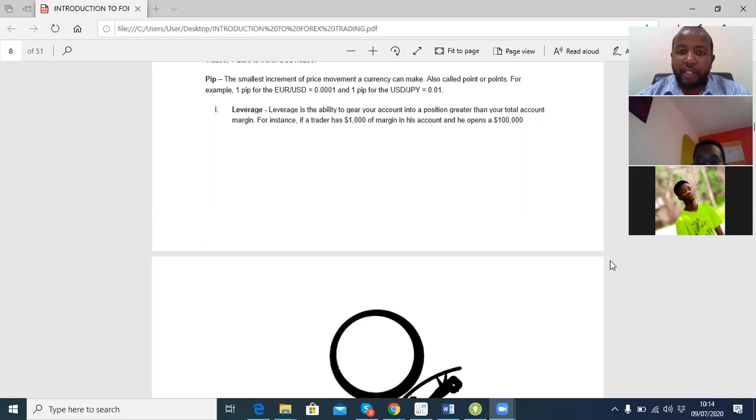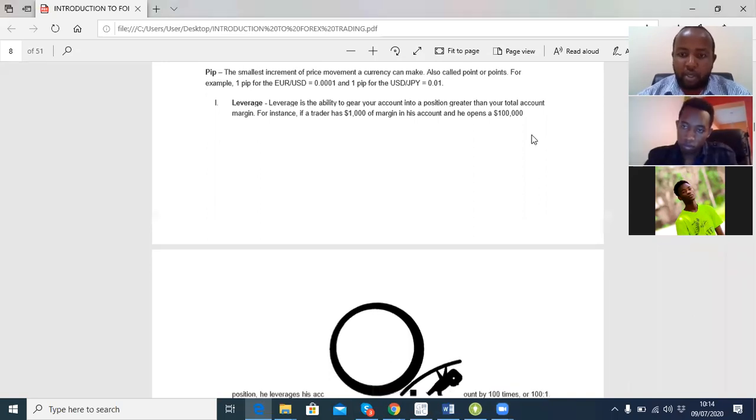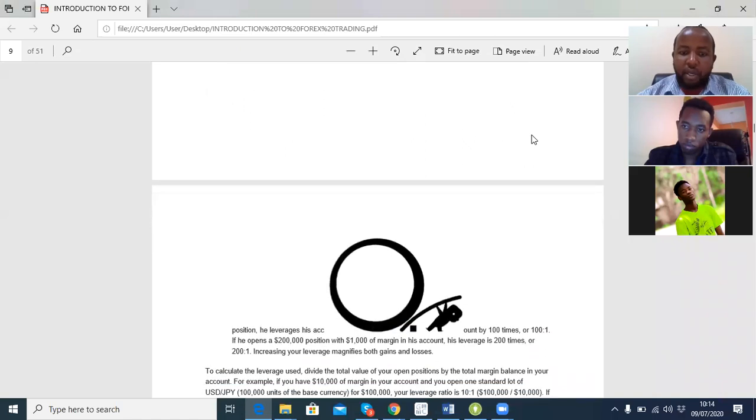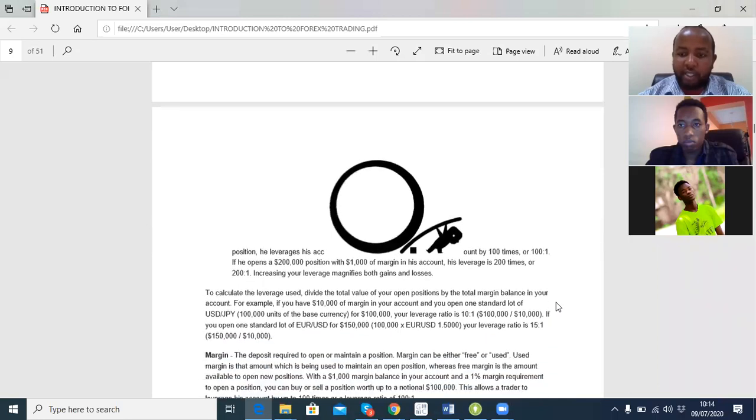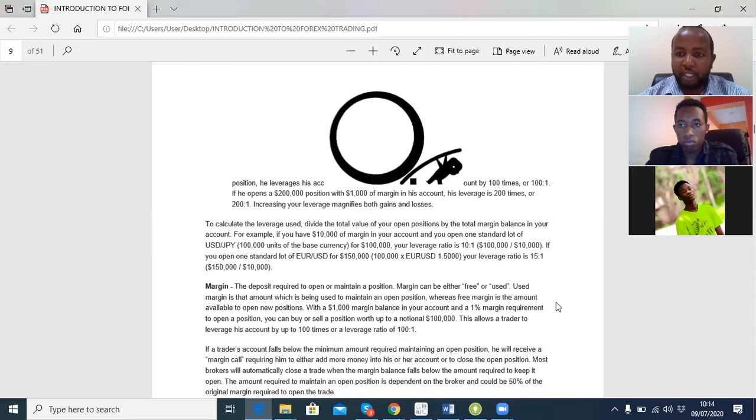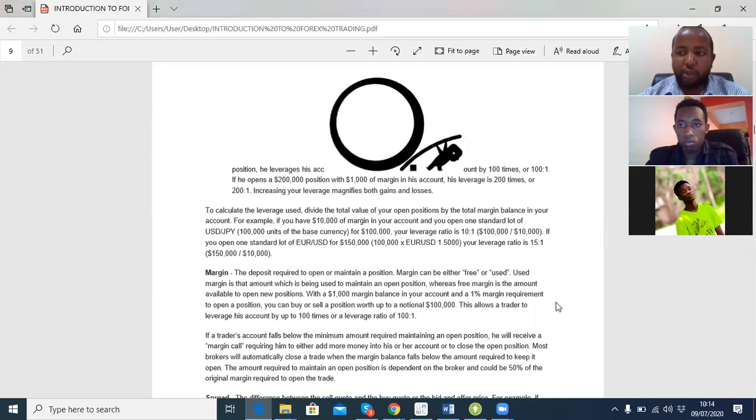So for instance, if you have $1,000 of margin trading and you open a 100,000 USD position, this is an example, then the leverage of this account is 100 times, or leverage 100:1. So I'll need you to really understand this. It's very important, because if you understand leverage and margin, it's very, very hard to lose an account, because you only need to understand how the account works, the lot size and the risk management. This is where everything comes in if you understand margin.